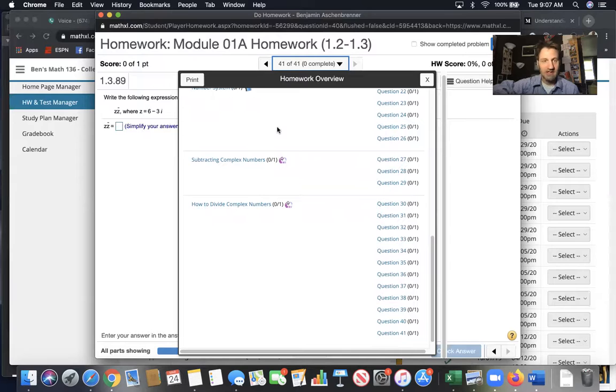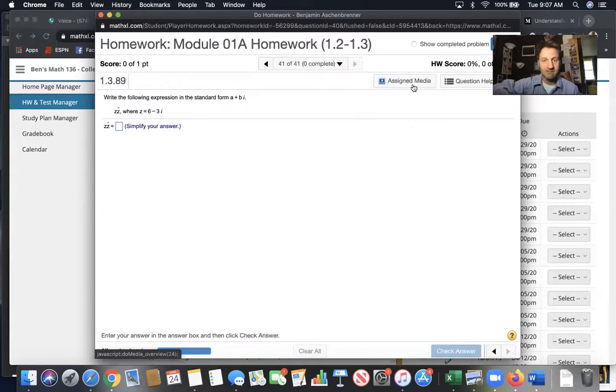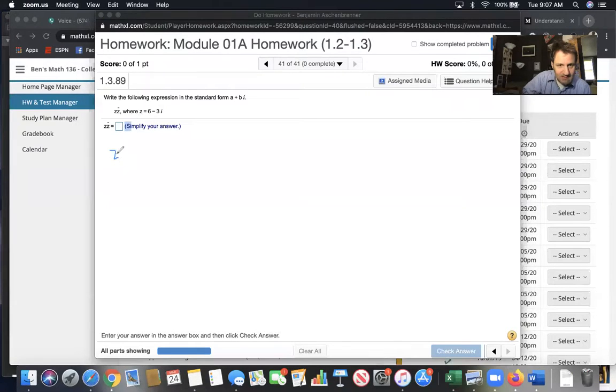Okay, I chose the very last problem of this set, and I'm just going to work it here. The symbols you might not be familiar with. So Z, sorry, let me annotate here. Okay, so it says Z equals 6 minus 3i. That means that the conjugate of Z, which is this little Z bar, is 6 plus 3i.